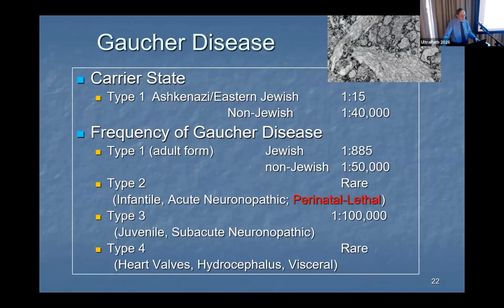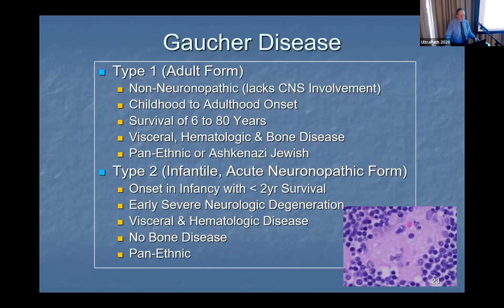If you look at the carrier state, type 1 is about 1 in 15 in Ashkenazi or Eastern Jewish populations. Non-Jewish, about 1 in 40,000. Frequency of Gaucher's disease, different types are listed here as well. There's an adult form, type 1. There's an infantile acute neuronopathic form, with also the perinatal lethal form falling into type 2. Type 3, juvenile or subacute neuronopathic. And type 4 is pretty unique with heart valves, associated hydrocephalus, and visceral involvement.